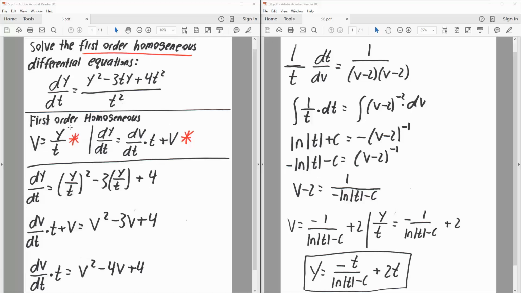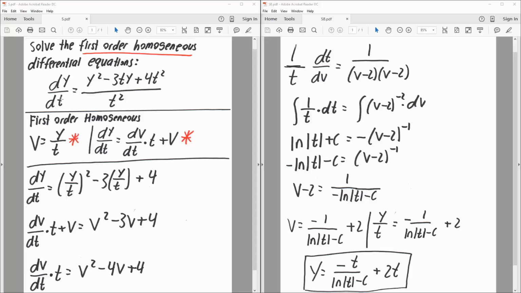So with first order homogeneous, we say that v is equal to y divided by t, and then dy/dt would equal dv over dt times t plus v. These are two important things to note if you're going to solve problems using first order homogeneous.